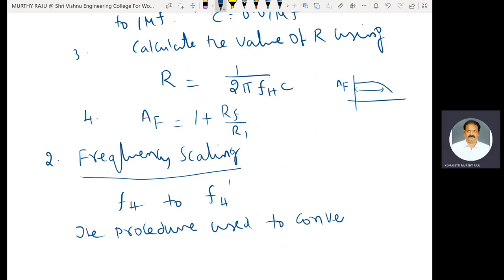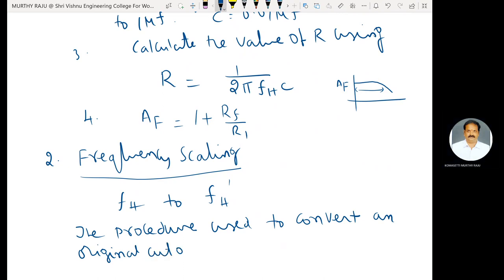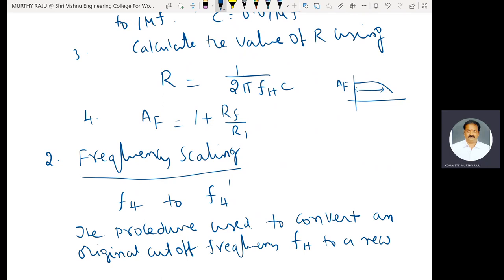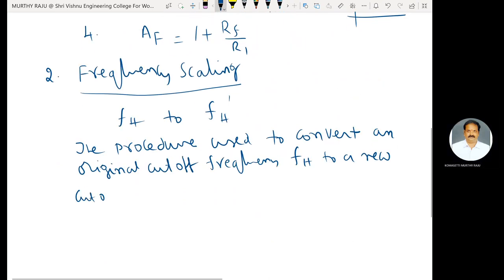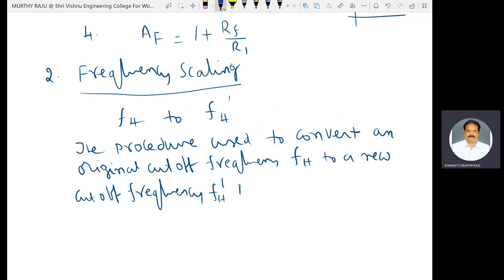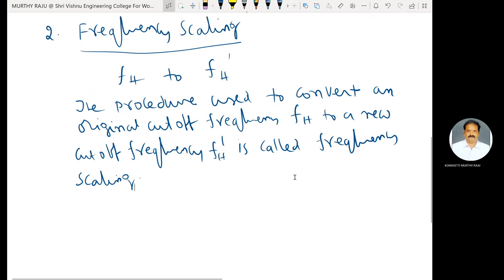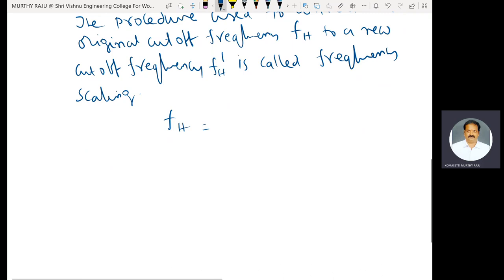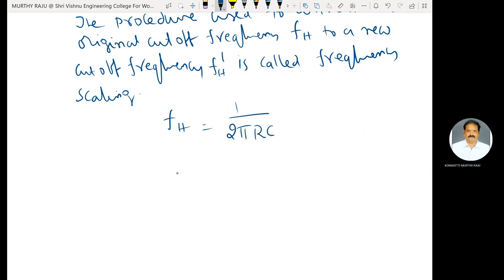The procedure used to convert an original cutoff frequency FH to a new cutoff frequency FH dash is called frequency scaling. To change high cutoff frequency, generally FH is equal to 1 by 2 pi RC. Choose FH value initially. But if you need to change to FH dash, that is called frequency scaling.